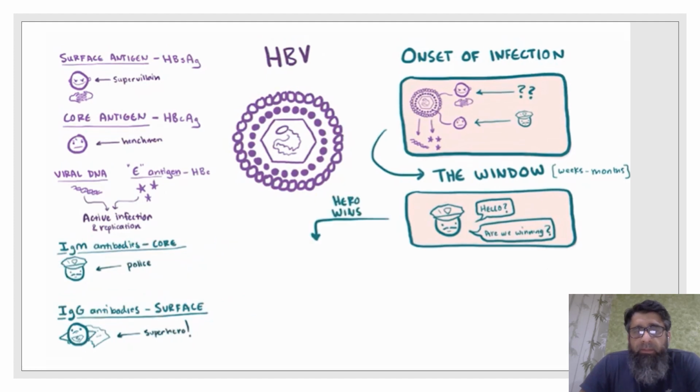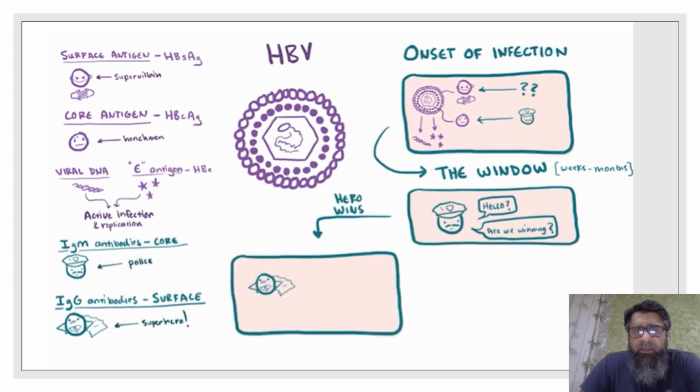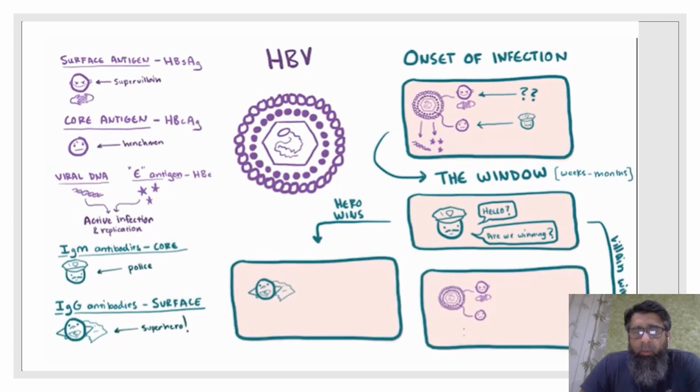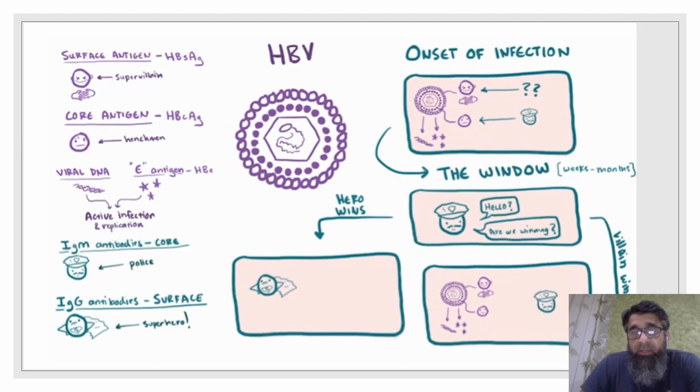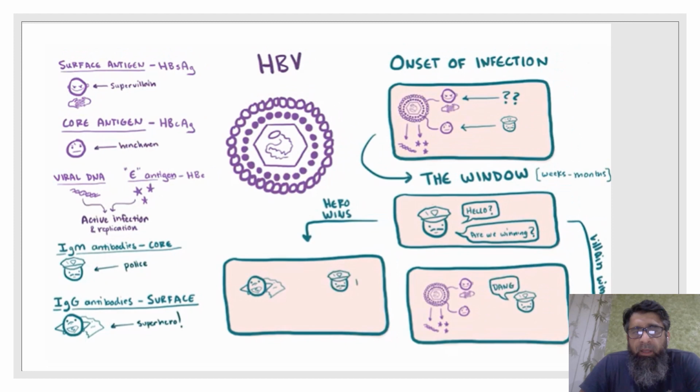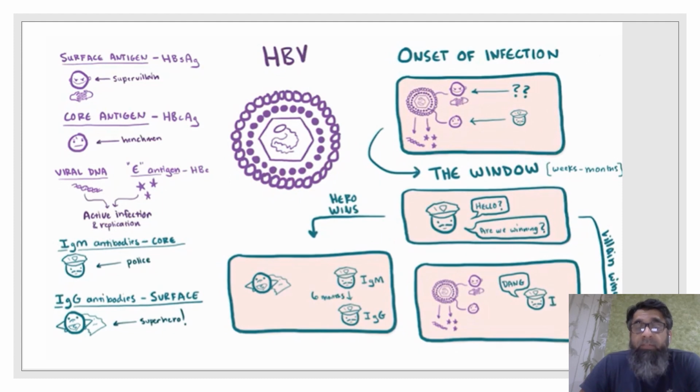If the hero wins, this is a fantastic situation when only superheroes are left in the blood. While if the villain wins, then of course the villain is present along with the henchman, with the virus replication and DNA as well, and the policeman of course. But the policeman as usual is not as actively working as a superhero does. The policeman is also present when the hero wins. When it is present, it is of course IgM, and after 6 months, it is converted into IgG.